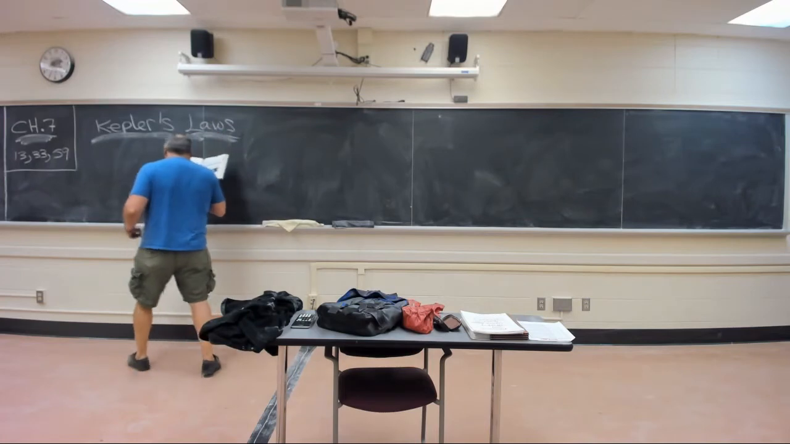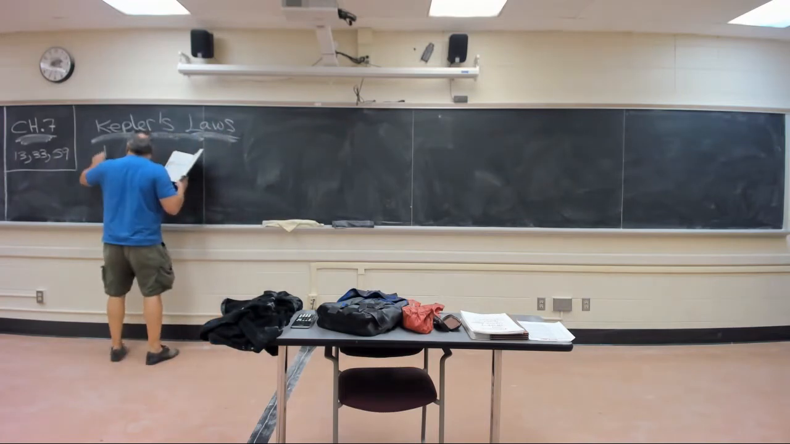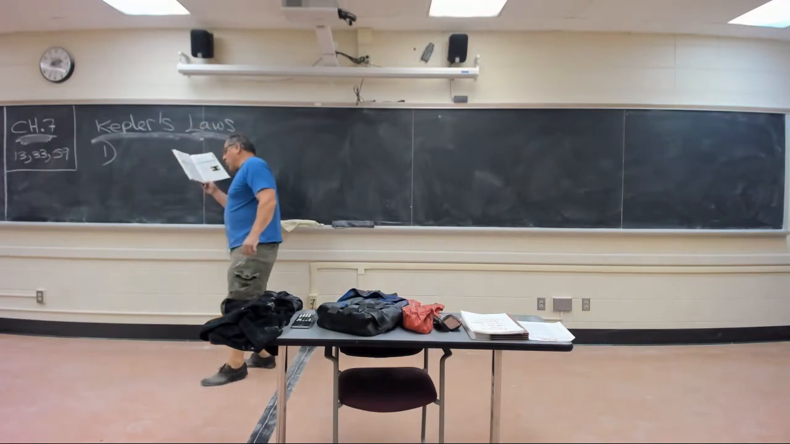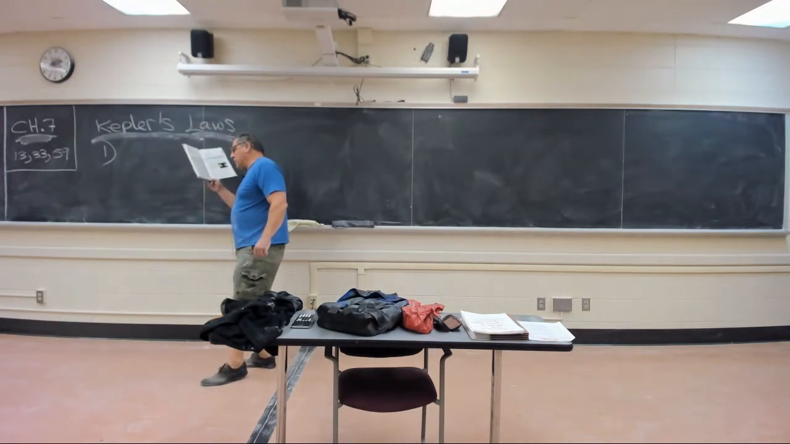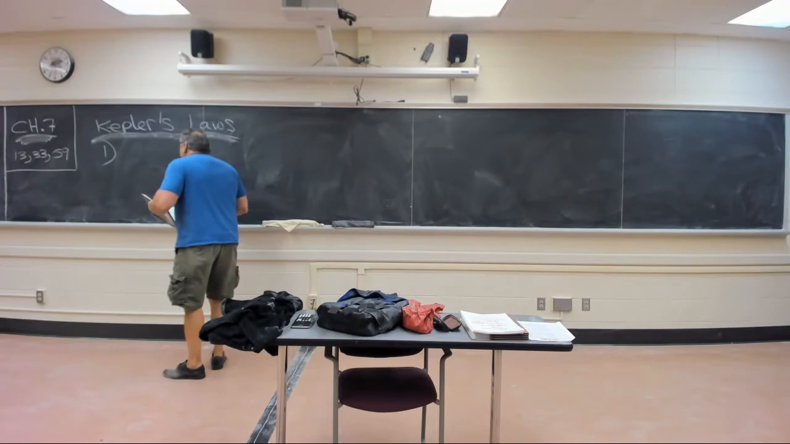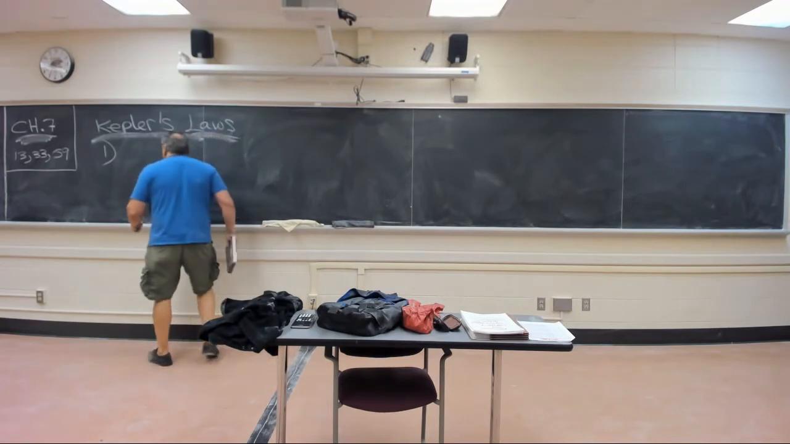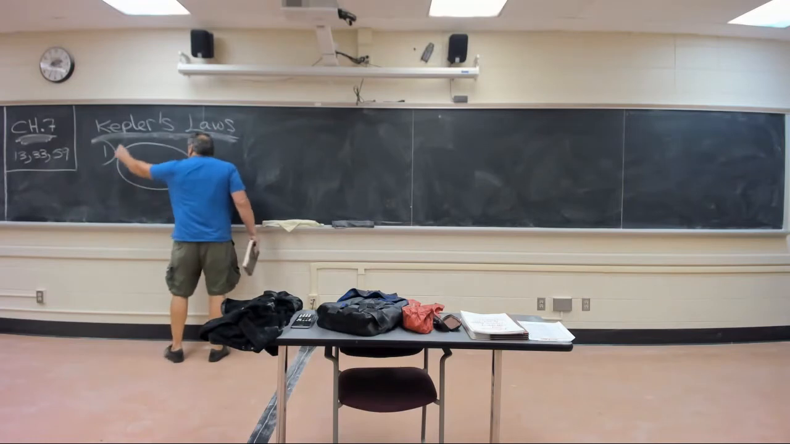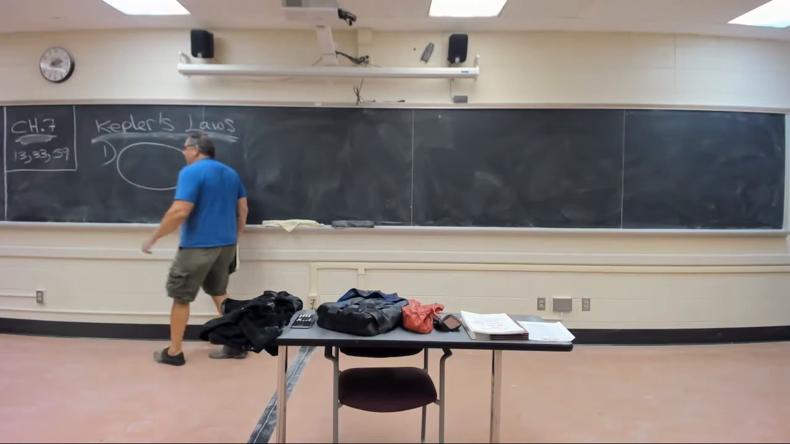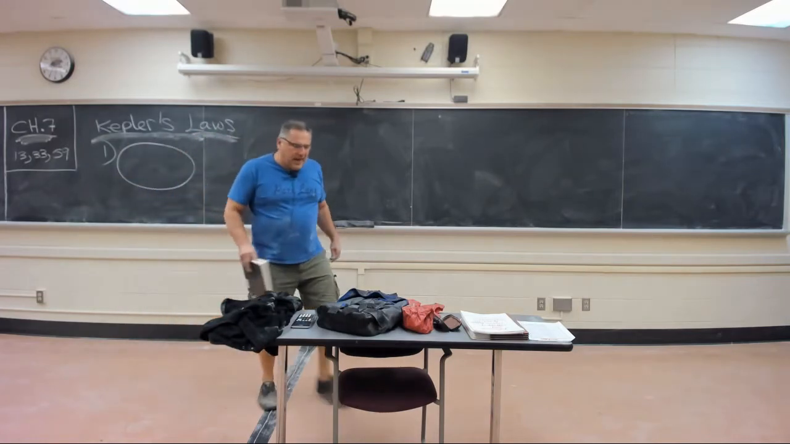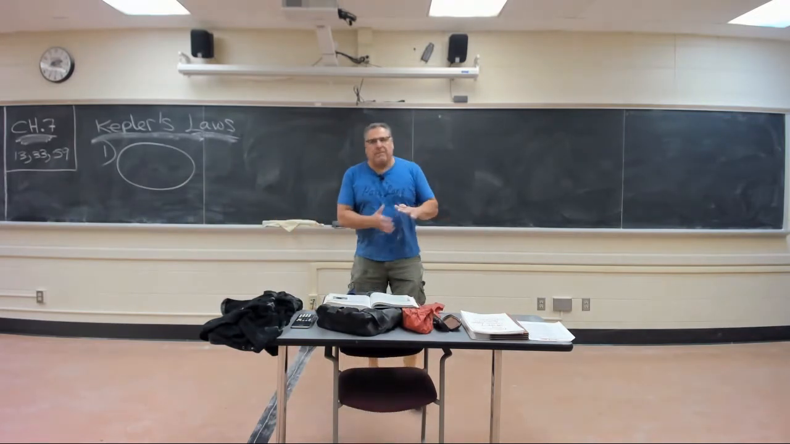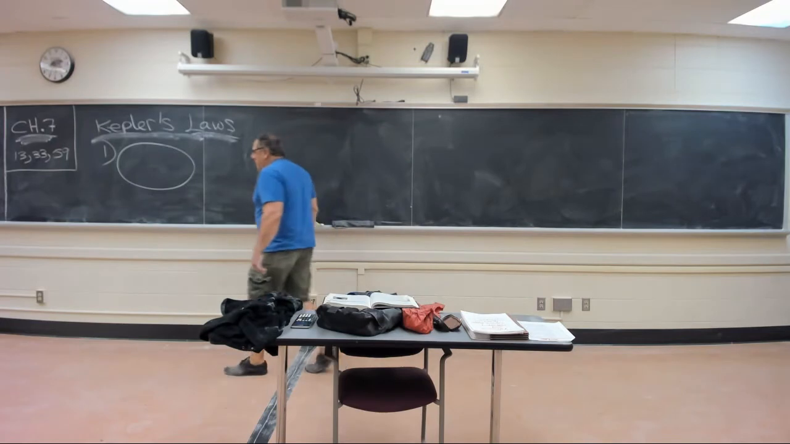Kepler's laws. Number 1, Kepler's first law: planetary orbits are ellipses with the sun at one focus. Usually. Let me tell you what they usually do. That's an ellipse. It looks like a circle that's been deformed a little bit. It looks somewhat like a circle.